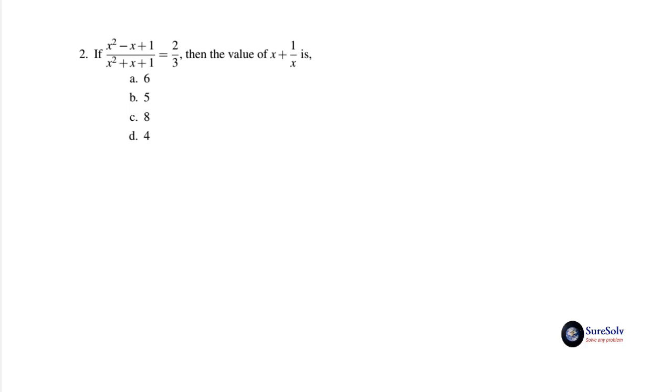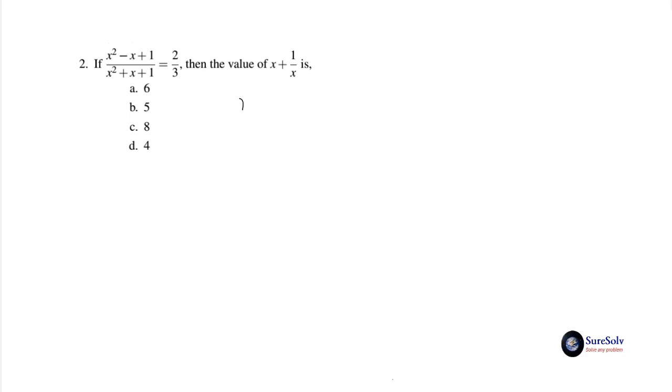For convenience, we first invert the given expression, getting x squared plus x plus 1 divided by x squared minus x plus 1 equal to 3 by 2. Componendo dividendo is a three-step process which you do mentally. In the first step, 1 is added to both sides of the equation.